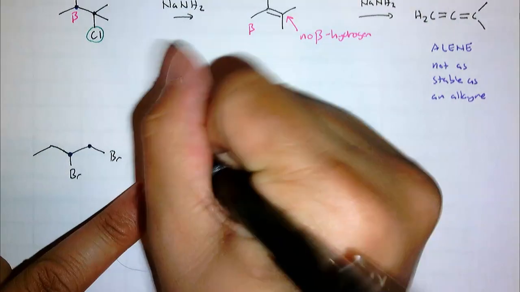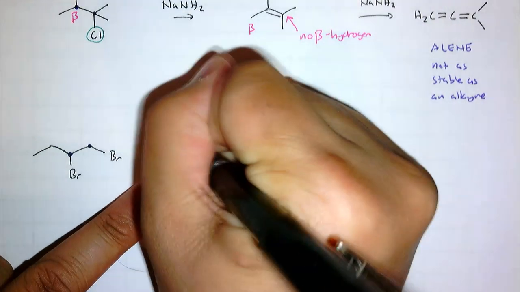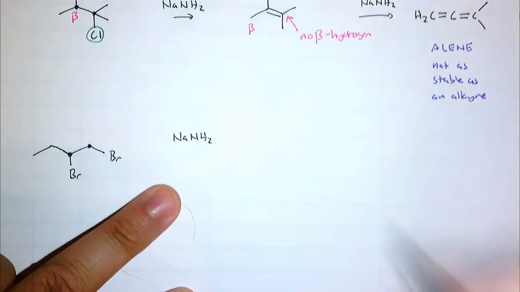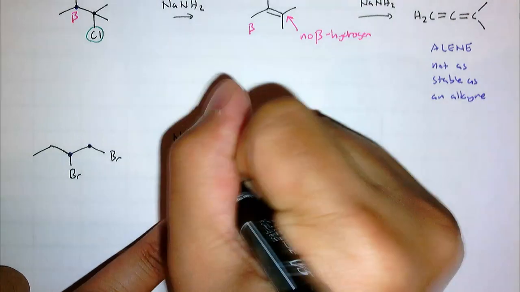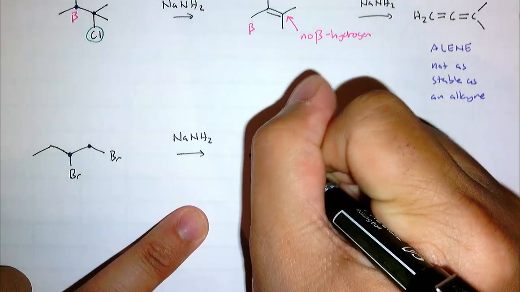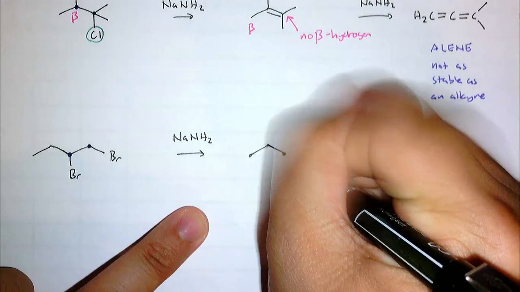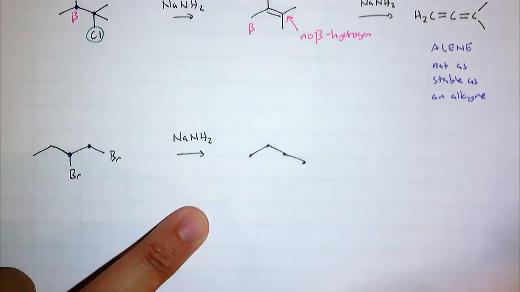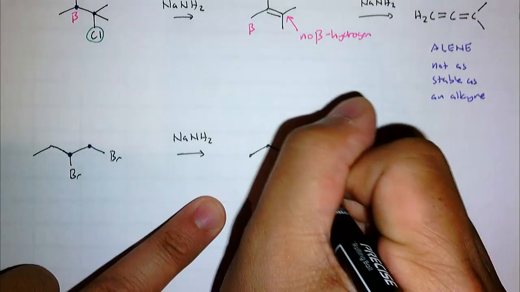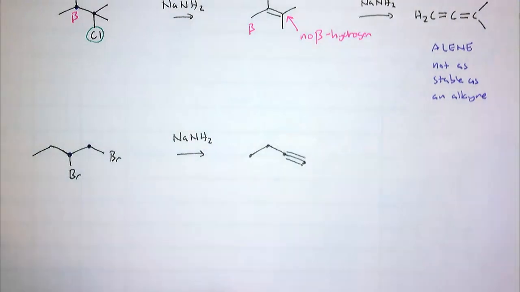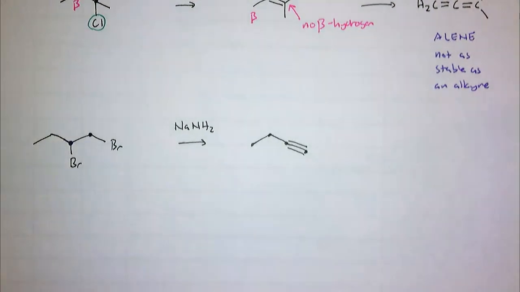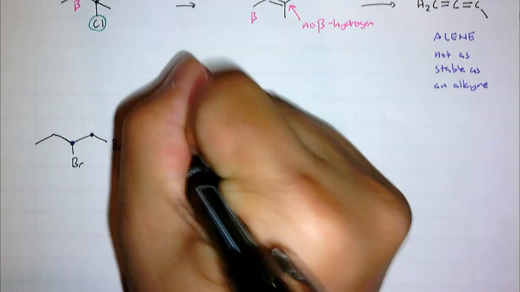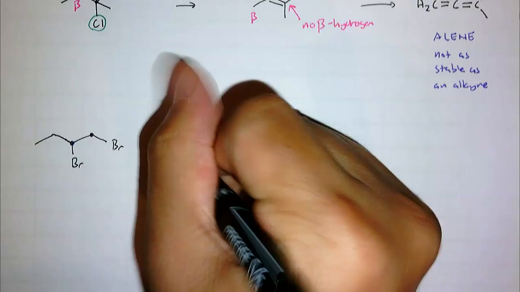Ultimately, with NaNH2, we're going to get this molecule. We have 4 carbons: 1, 2, 3, and then 4, which I'm drawing in a linear fashion because it's a triple bond like this. So that's our final product. There's a twist here. I actually have to put a second step, which is a proton transfer, H2O.